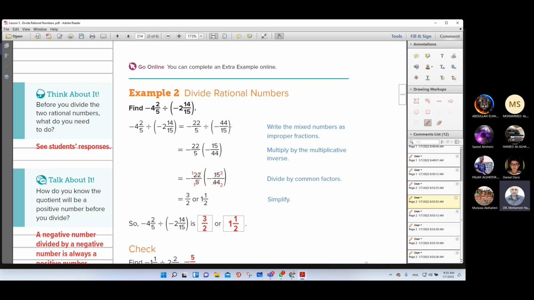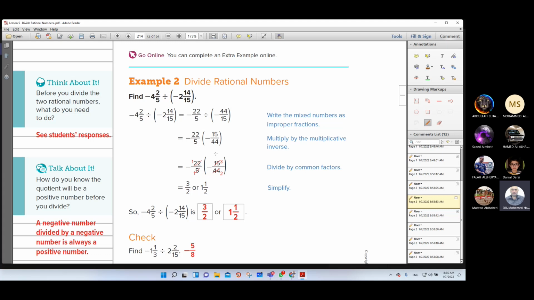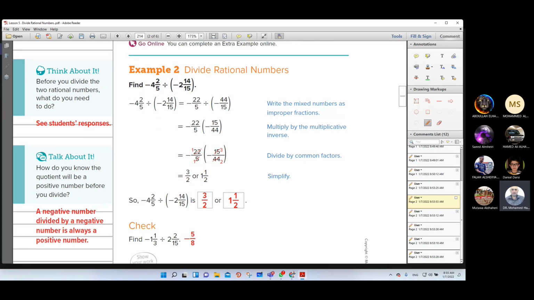Then find the reciprocal of the second number, of the denominator. 44 over 15 will be 15 over 44. Then you can do simplest form. 22 divided by 22 will be 1. And 44 divided by 22 will be 2.